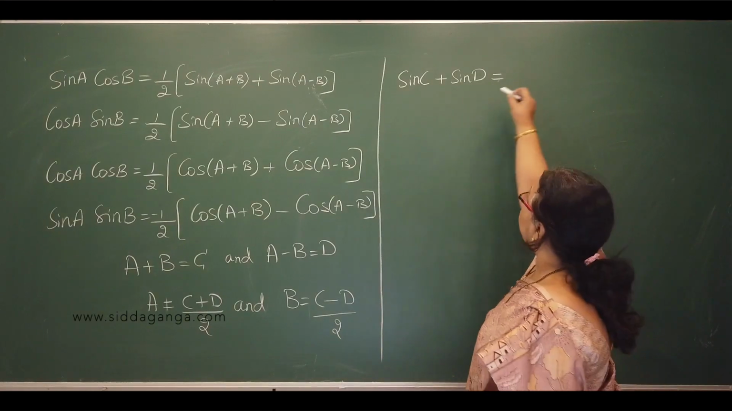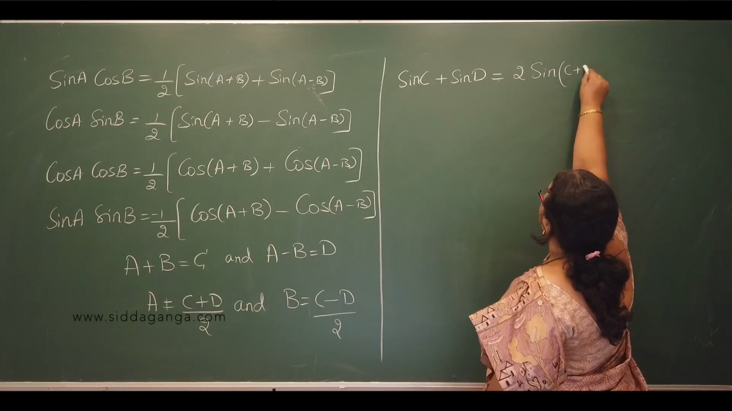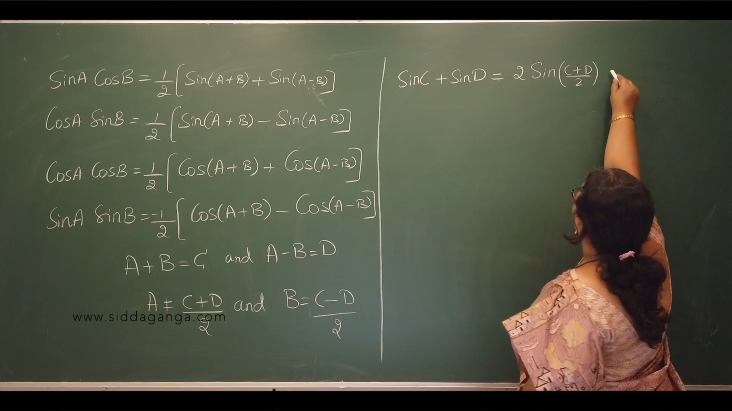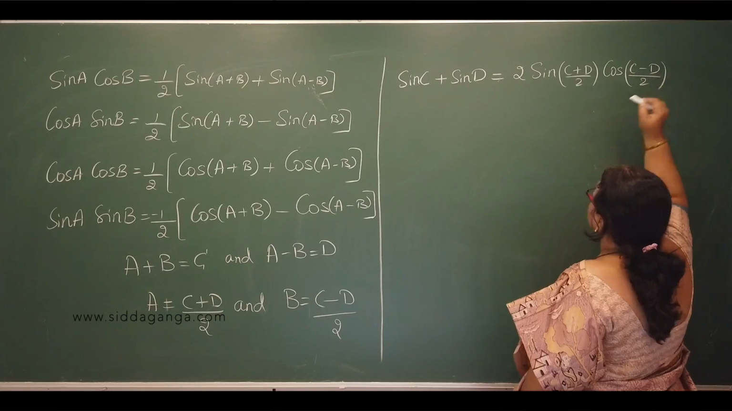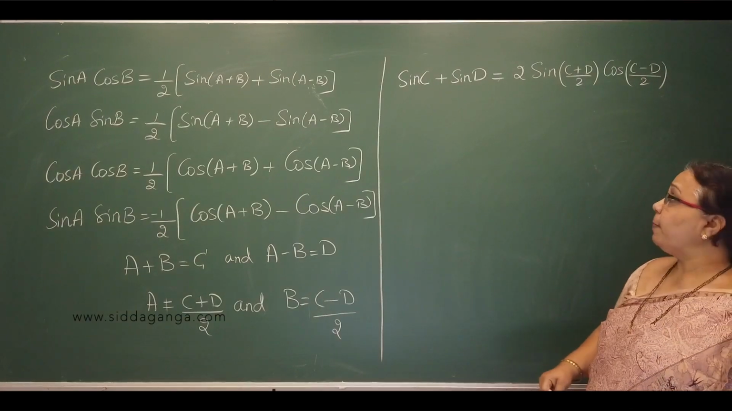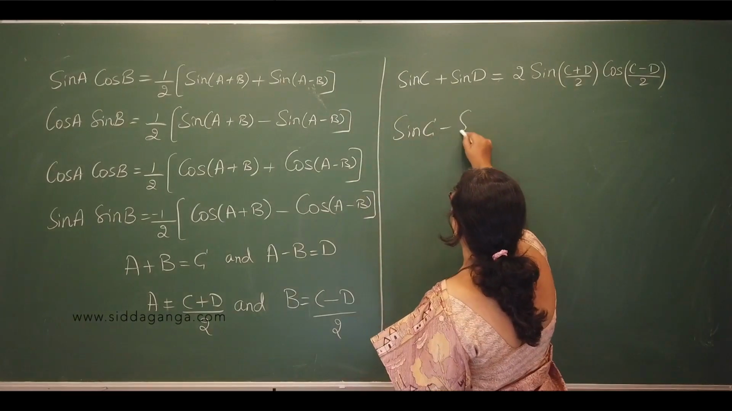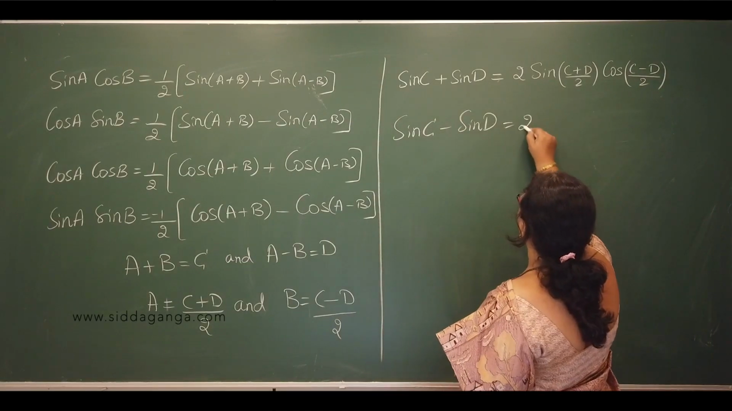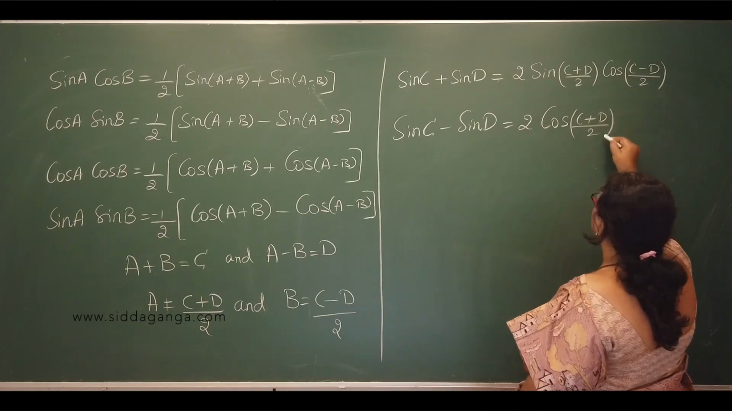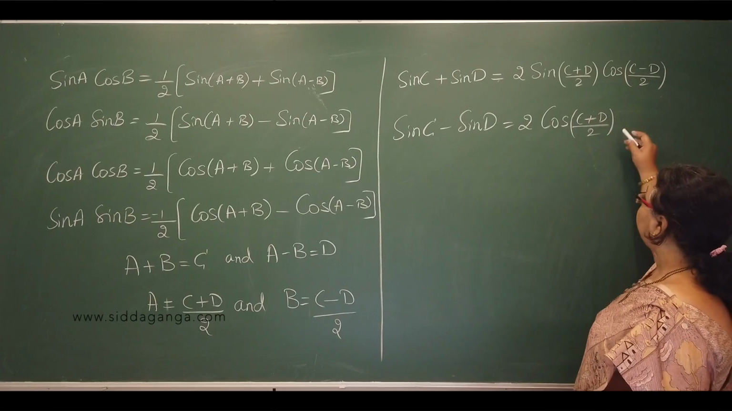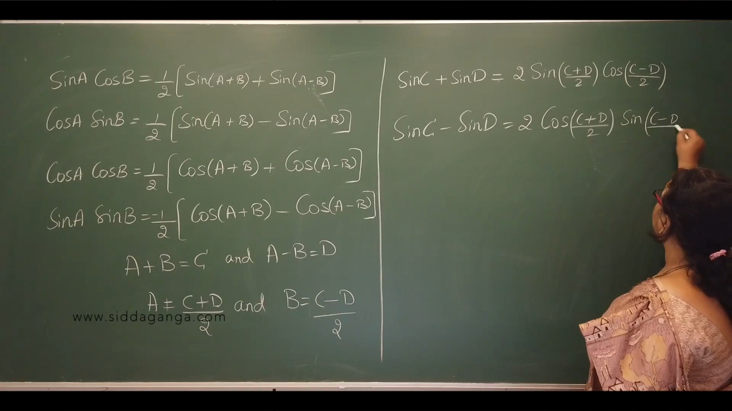Then we cross multiply. We get 2 times sine, instead of A we write C plus D divided by 2, cos, instead of B we write C minus D divided by 2. Similarly, the second formula becomes sine C minus sine D, equal to 2 times cos, where A is replaced by C plus D divided by 2, and B is replaced by C minus D divided by 2.